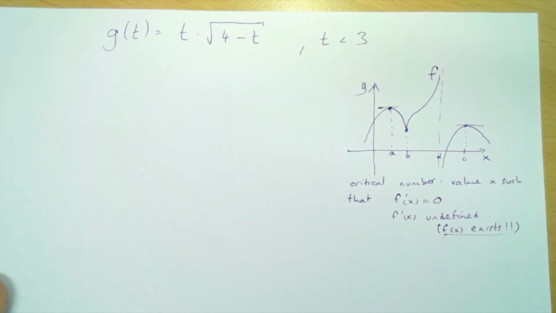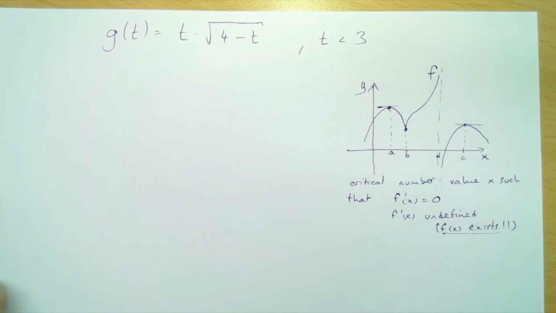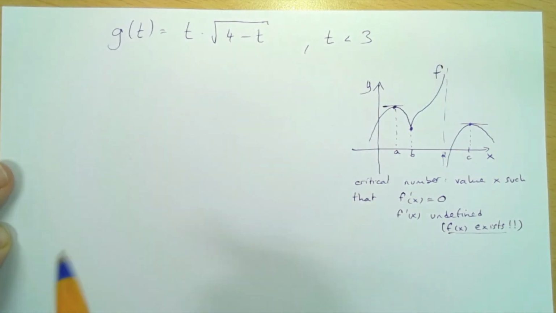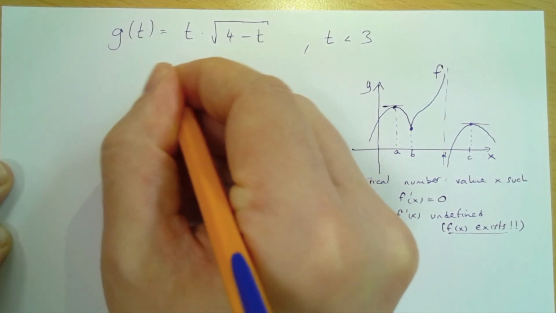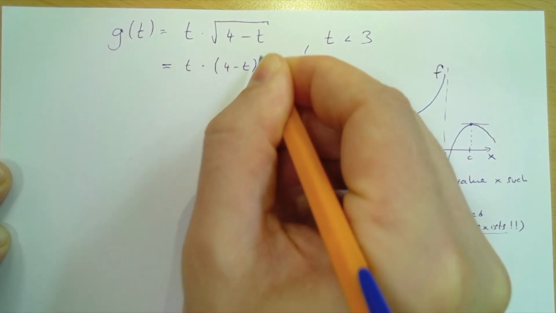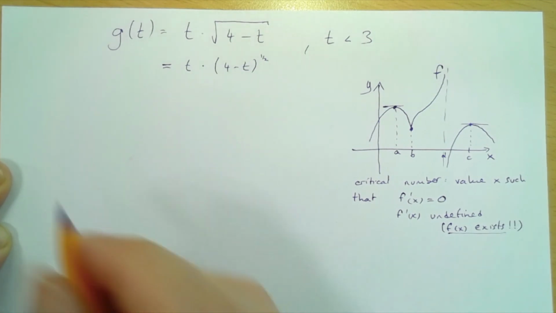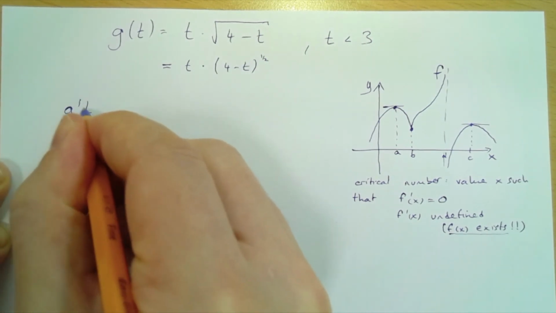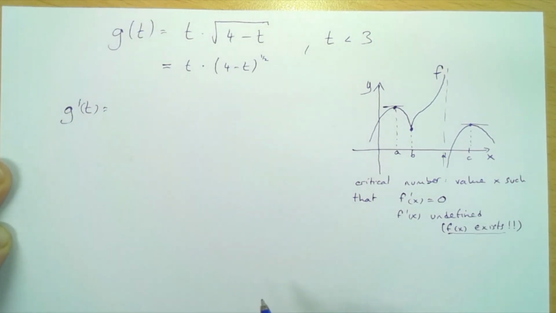So let's look at what it means in our exercise 13. We need to find where g prime of t equals 0 or g prime of t is undefined for a point that is on the graph. So firstly, let's rewrite g of t as t times 4 minus t to the power of 1/2, because when we differentiate, it makes our life much easier.